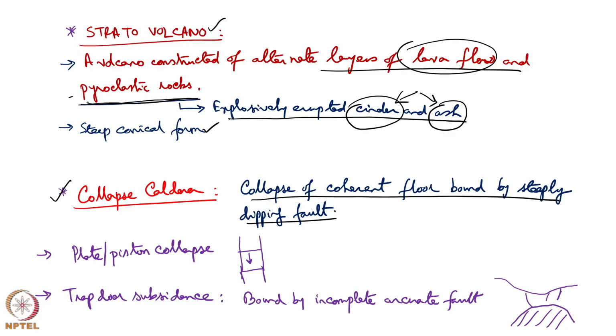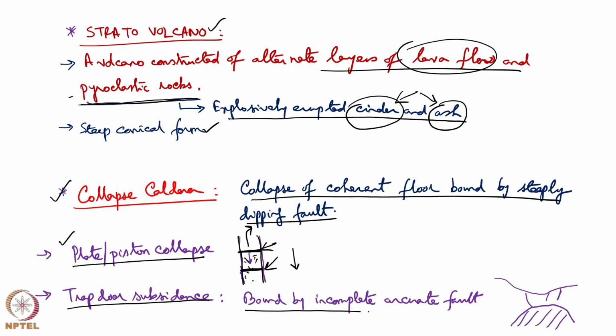There are three types. There can be plate or piston collapse, where this is the mouth from where the volcanic material moved up. As the molten material moved up, the base can sink. So, this kind of collapse is called plate or piston collapse, as if a piston is moving from top towards bottom. Now, there is another kind of subsidence that happens in calderas, the trapdoor subsidence.